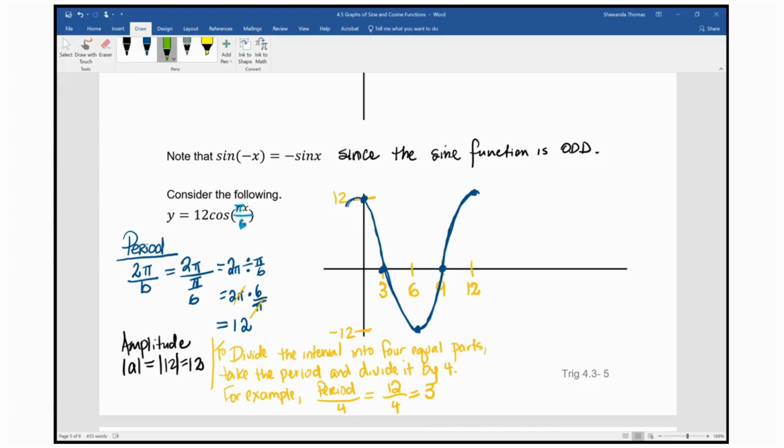Y-intercept is 12, 0. Is it 12, 0? I mean 0, 12. I'm sorry. Okay, 0, 12. So that's the y-intercept. X-intercepts are 3, 0 and 9, 0. Okay. 9, 0. Good.